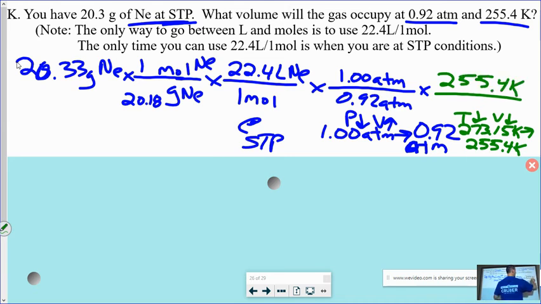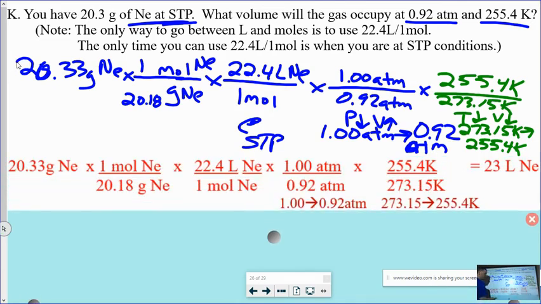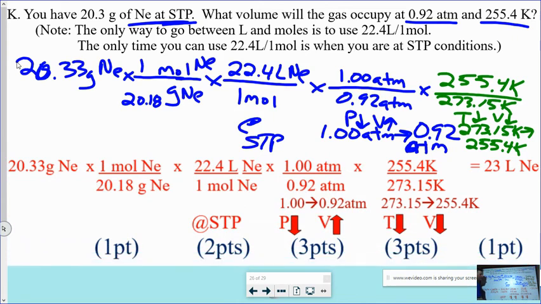255.4 Kelvin, 273.15 Kelvin. If you crunch all those numbers, and you want to look at a prettier version of all that, you end up getting 23 liters at the end. So again, there's a prettier version of it. You can see what we did.